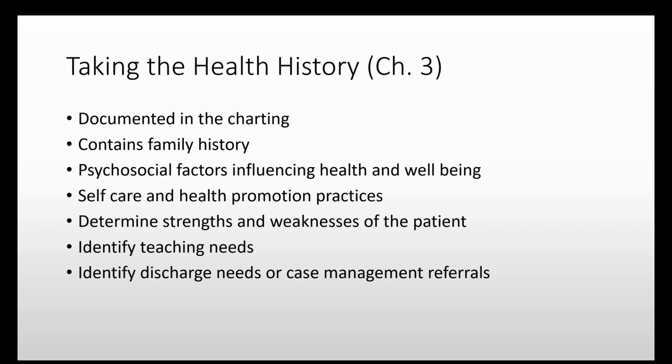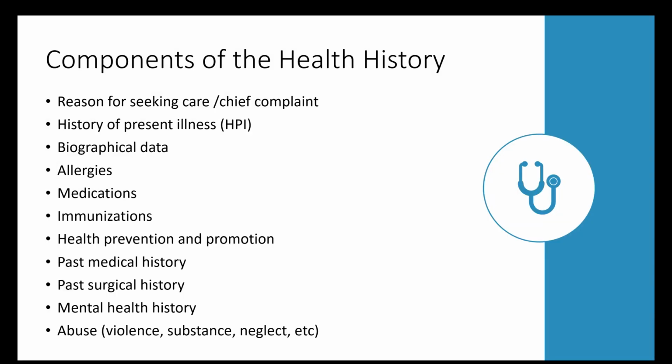We have to look at what their discharge needs are or their case management referrals, and that's for discharge from the hospital. Our components of the health history start with their reason for seeking care, so why they came to the hospital. I came to the hospital because I have cancer and I needed my chemo treatment. Next is history of present illness: I was diagnosed with cancer 6 months ago, and I'm undergoing treatment.